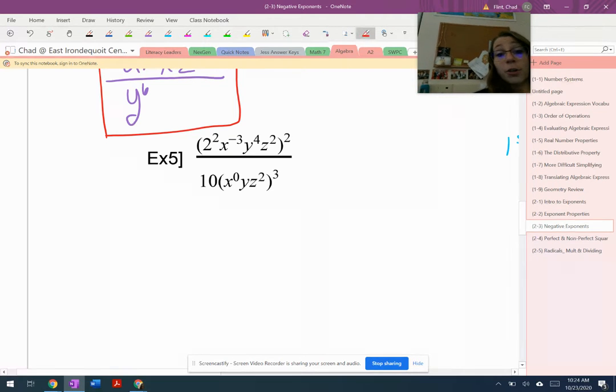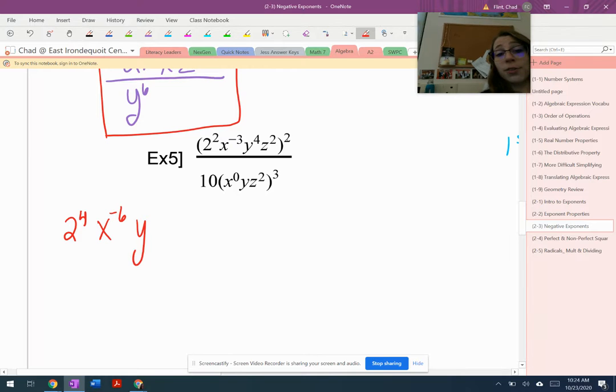So in the top of my numerator here, I have all of this stuff inside these parentheses being raised to the second power out here. So again, when I'm doing exponents to exponents, that is multiplication of the exponents. Or again, you're just expanding it and doing it that way, guys. So 2 to the second power squared would turn into 2 to the fourth power because 2 times 2 is 4. X to the negative 3 squared would turn into x to the negative 6. 2 times negative 3 is negative 6.